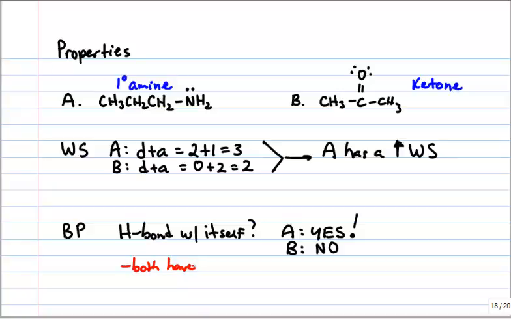In molecule A, there's 1, 2, 3, 4 non-hydrogen atoms. In molecule B, 1, 2, 3, 4. So both have 4 heavy atoms. That's just a quick and dirty way to tell if they're the same size or similar in size, and they are. So basically, these results are telling us something very clear. They're both about the same size, and one can hydrogen bond with itself, the other one can't.